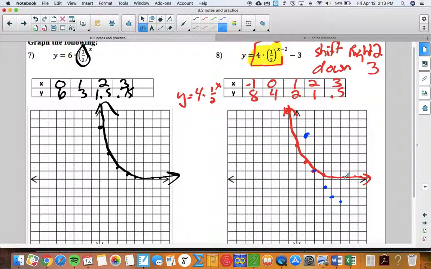And then these points get closer and closer to 0, but now I'm moving them right 2 and then down 3. Guess what? Now instead of hovering just above 0, because I moved it down 3, it's going to hover just above negative 3.